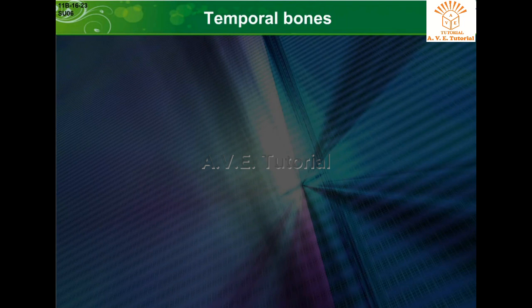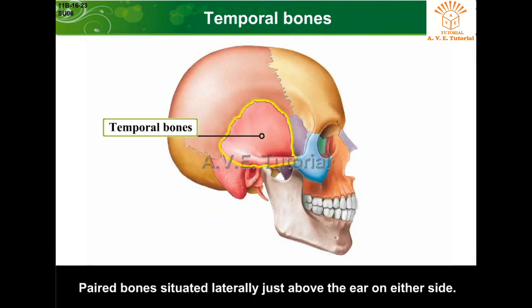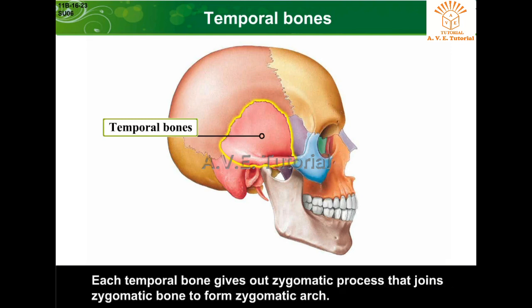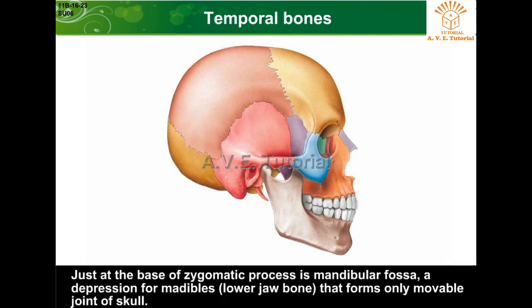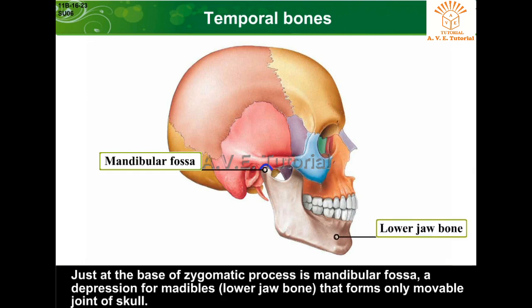Temporal bones. Paired bones situated laterally just above the ear on either side. Each temporal bone gives out zygomatic process that joins zygomatic bone to form zygomatic arch. Just at the base of zygomatic process is mandibular fossa, a depression for mandible, that is lower jawbone, that forms the only movable joint of the skull.